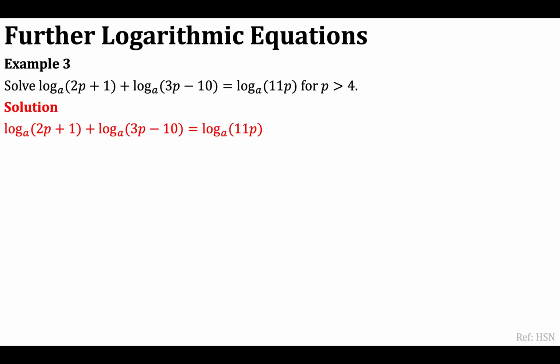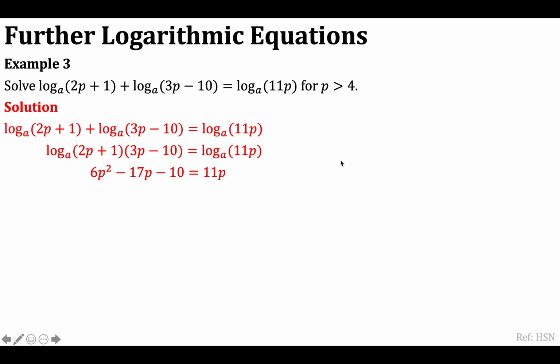So again, you can see on the left hand side that we have two separate log terms adding together, and they both have the same bases, so we're able to combine these. So log to the base a of (2p + 1)(3p - 10), and we can expand those brackets there. But we can also see that we've got log to the base a on both sides of the equation. So we can say that these two brackets here are equal to 11p, and that means that the expansion of those brackets is equal to 11p.